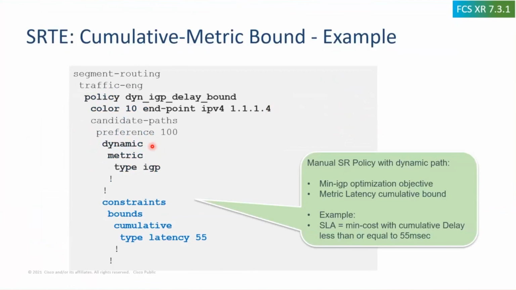In a more complete configuration example, we have a manual policy where we specify a dynamic path. It's going to be computed by the head end, and that dynamic path will have two key aspects. One, it will try to optimize for the IGP metric, so the IGP becomes what we call the optimization objective. And on the other hand, this path will also have a constraint for cumulative bounds of type latency. So with this example, we're trying to provide an SLA for traffic that will be put into this policy. It's going to minimize the cost with a cumulative delay that will be less than or equal to 55 milliseconds.